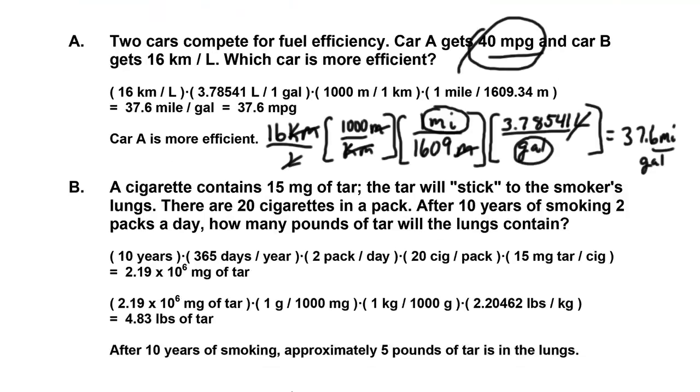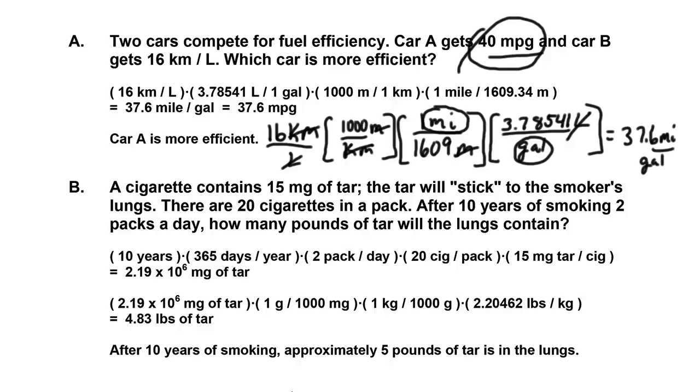Let's talk about cigarettes. I mean, people smoke cigarettes all the time. They know it's bad for them, but hey, let's just do a calculation. Okay, so a cigarette contains 15 milligrams of tar. Now this tar that they smoke, it sticks to the lungs. So when it sticks to the lungs, it prevents the lungs from opening up and getting more oxygen. And there are 20 cigarettes in a pack. See, look at all these conversions that we're getting.